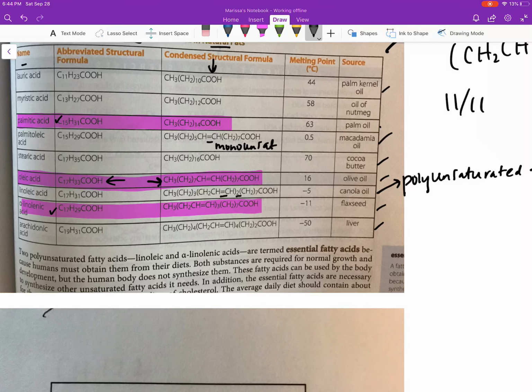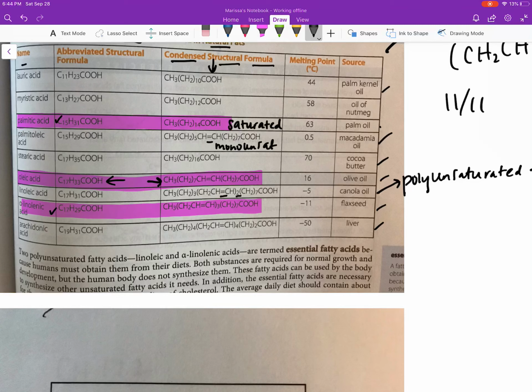Starting off with the first one, we see that there are no double bonds drawn in. That would tell me that this is an example of a saturated fat, because all the double bonds are going to be drawn in to explicitly show them when we have the condensed structural formula. If we look at the abbreviated structural formula, there's no details in the second column that tell me if there's a double bond or not. I need the condensed structural formula to see those double bonds.